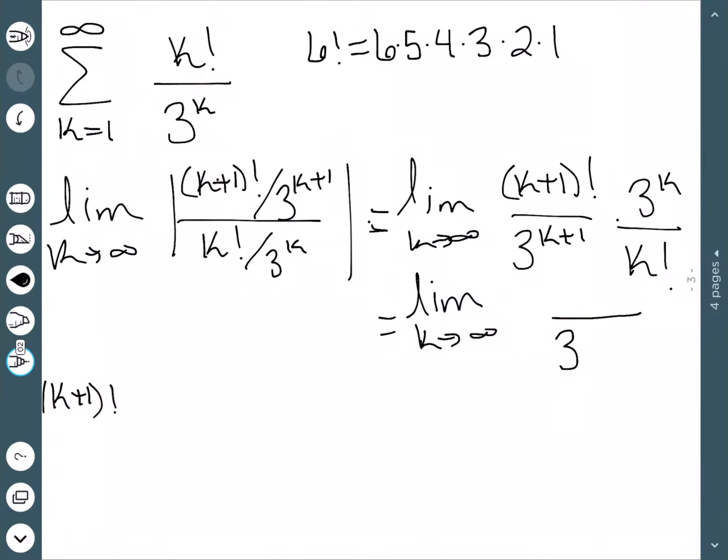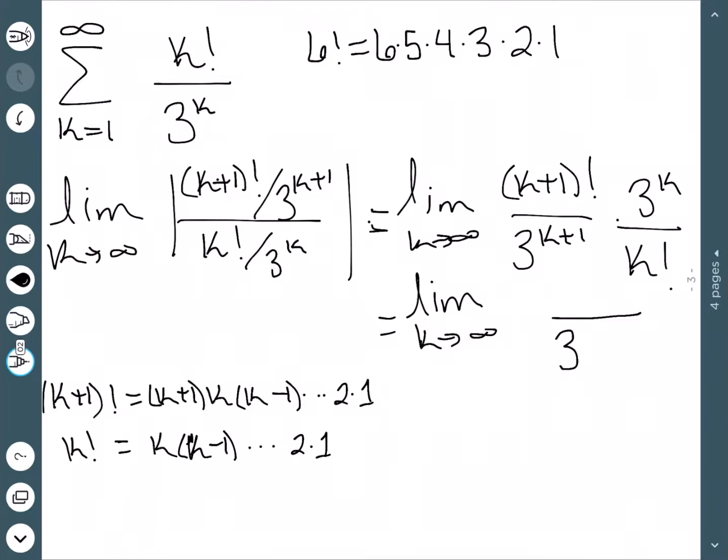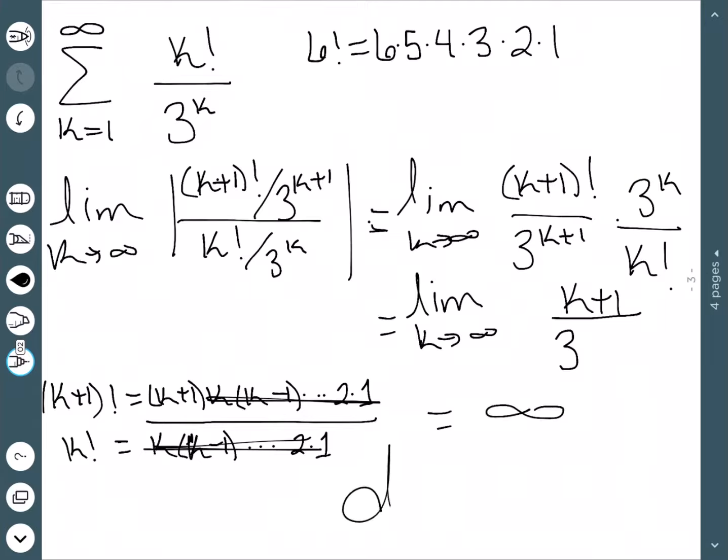Well, (k plus 1) factorial means I'm going to multiply k plus 1 by k, then k minus 1, all the way down to times 2 times 1. And k factorial means I multiply k by k minus 1 all the way down to 2 times 1. And if I were to divide these, we can see that all of this stuff cancels, and I'm just left with a k plus 1 on the top. The limit as k goes to infinity is now infinity, so this series diverges.